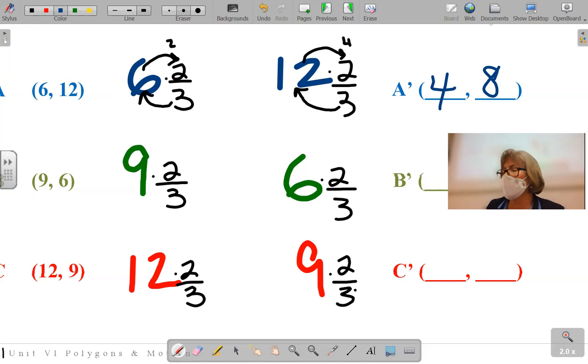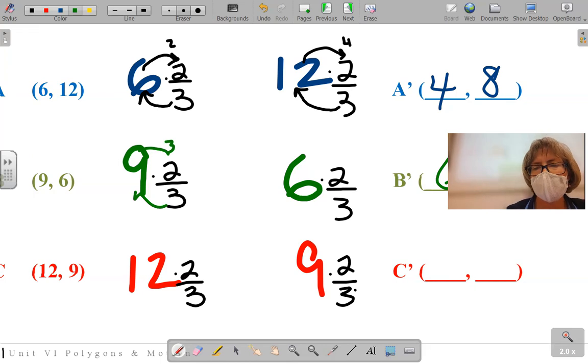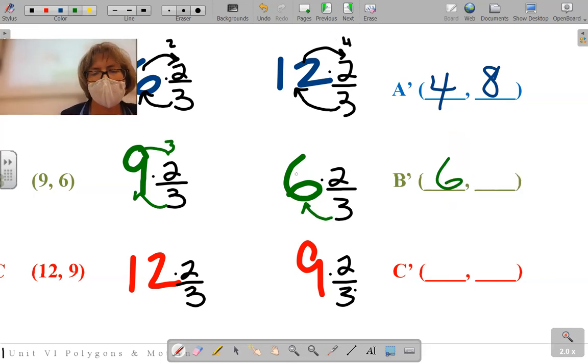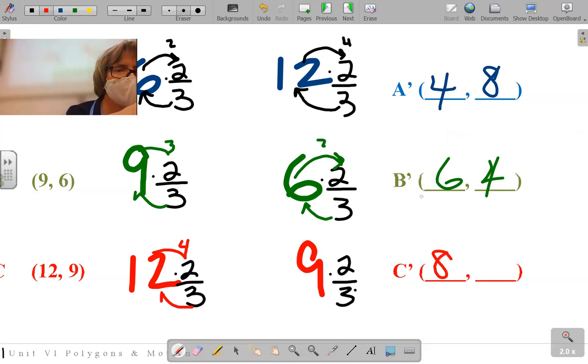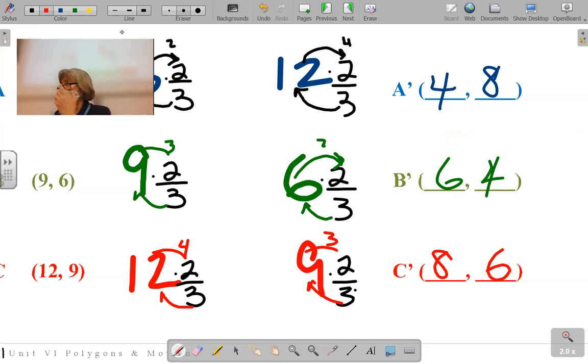All righty, I'm freezing. You're doing the rest on your own. Go, arrow in, arrow out. Got them all? Copy them down below. And check. You good? Okay, we're going to graph and something magical happens with this. Absolutely magical.